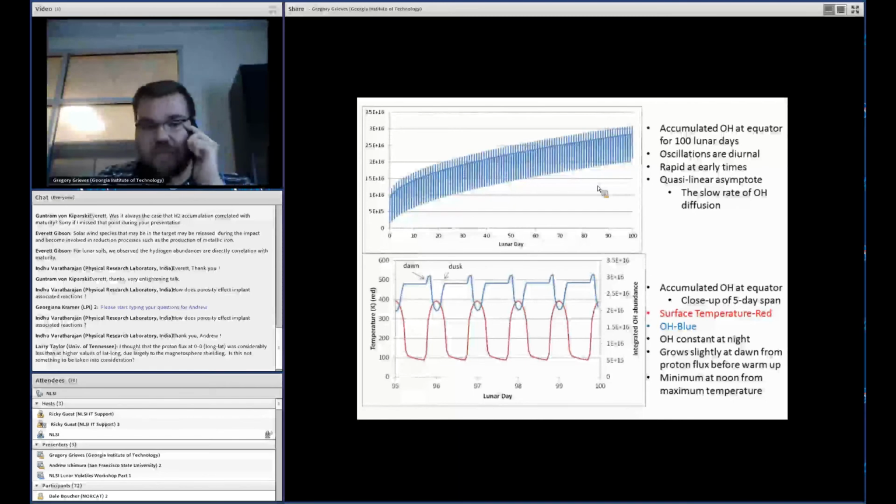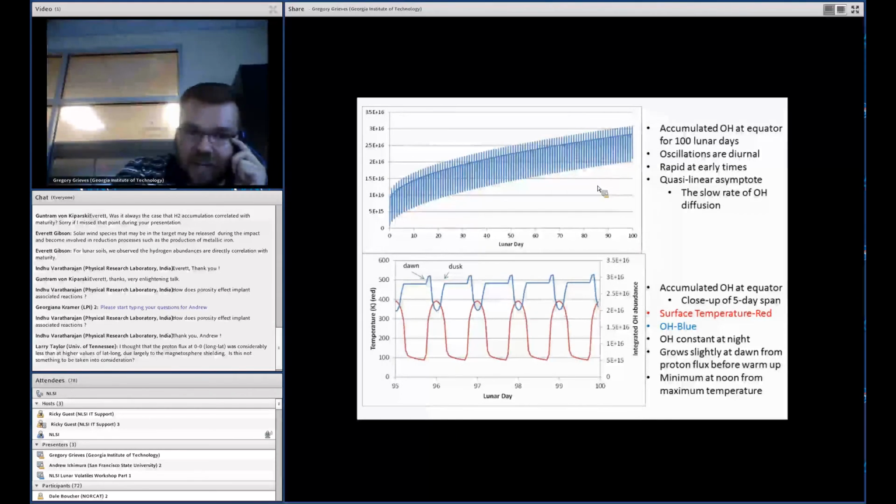If we look at a zoom in of just the last few lunar days in this graph, you'll see that there's important structure in the variation of the OH as we go from dawn through noon to dusk. So at dawn, you can see that the OH actually starts to pick up and grows. This is because while the temperature is still cool, solar wind protons are starting to implant, and the rate of implantation is beating the rate of loss. However, as we approach noon, the temperature goes much, much hotter, so the rate of loss now starts to outcompete the rate of implantation, and so the net OH is actually depleted.